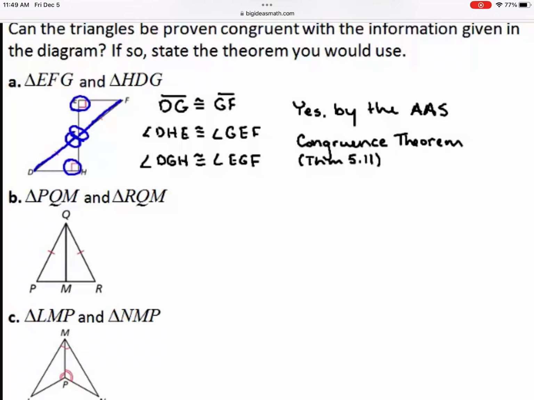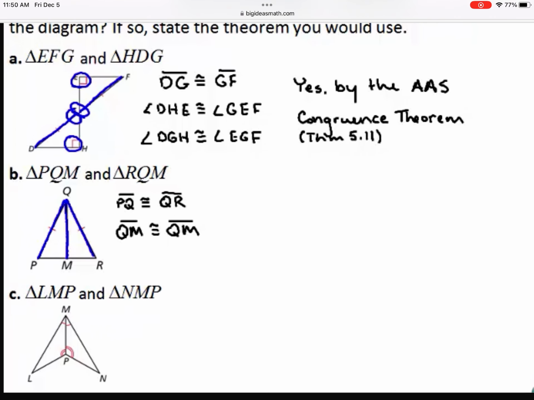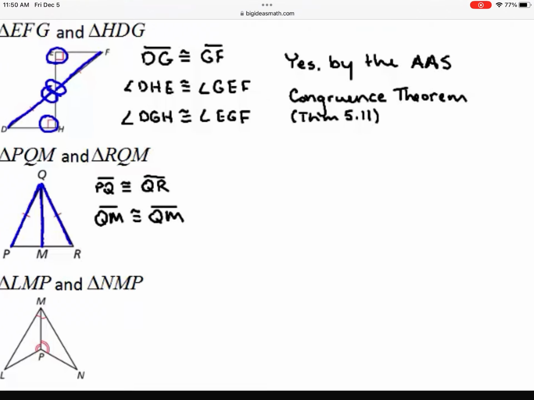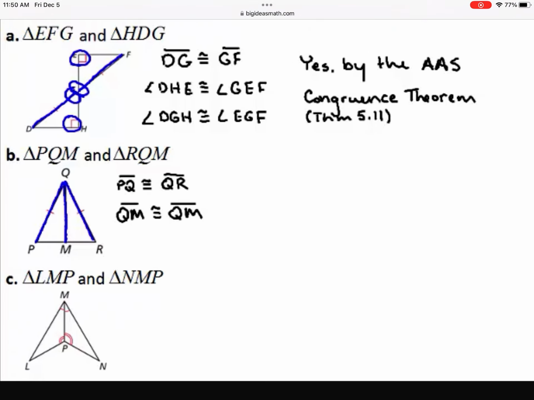Part B. Triangle PQM and triangle RQM. Looking at the diagram, you are given line segment PQ is congruent to line segment QR, and line segment QM is congruent to line segment QM by the reflexive property of congruence. But no, there is not enough information to prove that these two triangles are congruent.